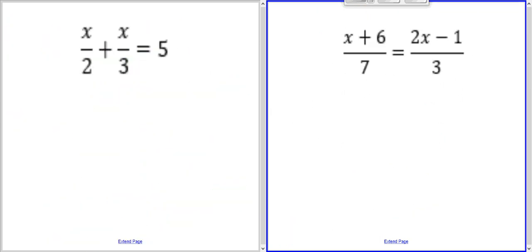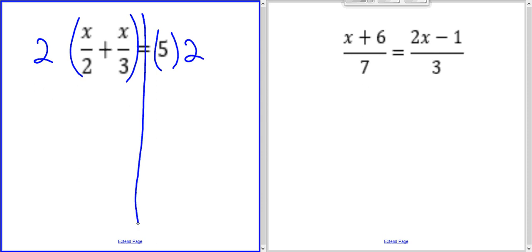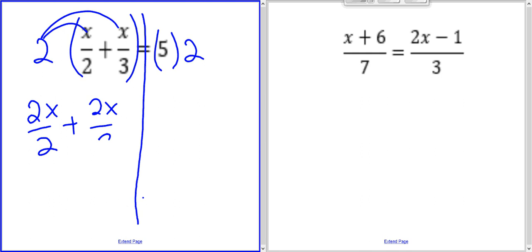Okay. These last few are a little challenging. They have fractions. To clear the fractions, I have x divided by 2 plus x divided by 3 equals 5. I'm just going to take care of these one at a time. I'm going to multiply this side by 2 because I need to get rid of the 2 in the denominator. I have to multiply the other side by 2. So make sure you draw your line. This gives me 2x over 2. I distribute, and if I distribute again, I get plus 2x over 3. On the other side, I get 5 times 2 is 10.